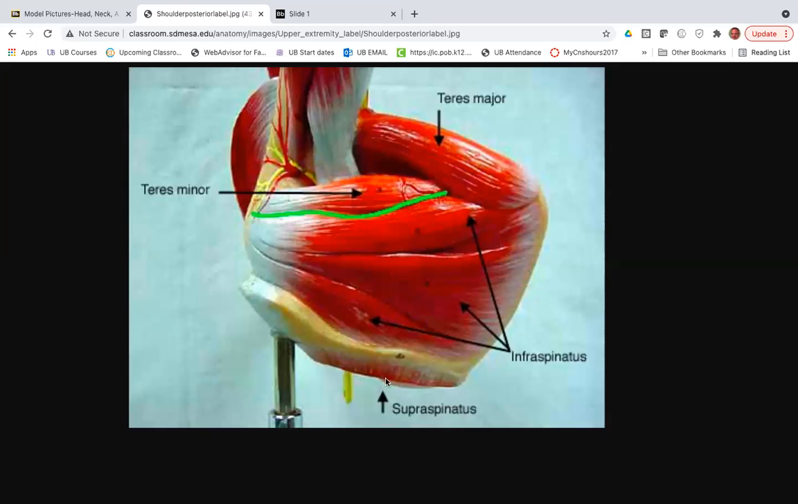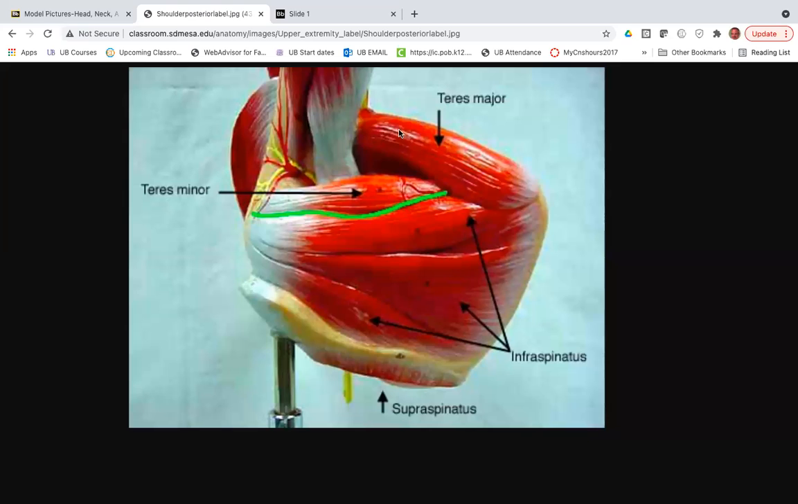So these three, supraspinatus, infraspinatus, and Teres Minor, those are the SITS muscles. S-I-T-S. The SIT, and the S is on the opposite side for the subscapularis. Those four would be the rotator cuff muscles. But on the posterior aspect, we can see three of the four rotator cuff muscles. Again, supraspinatus, infraspinatus, Teres Minor.